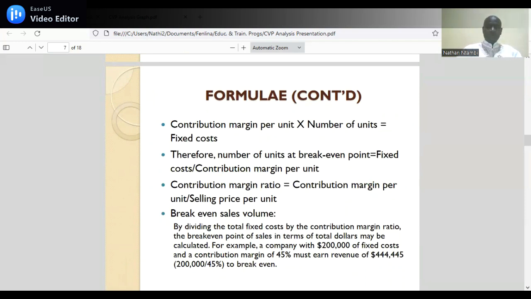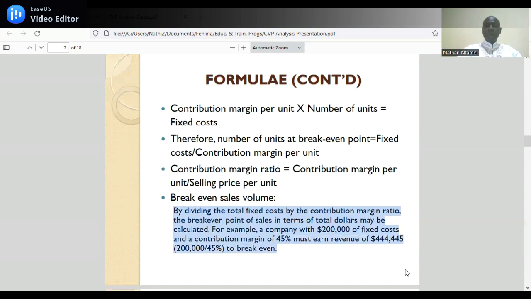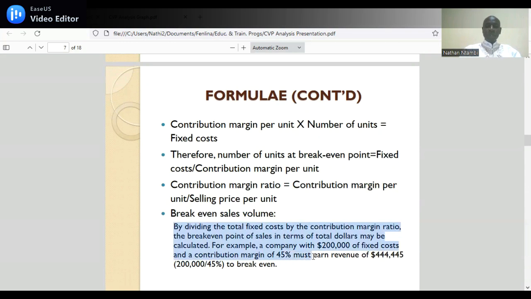Therefore, the number of units at break-even point is equal to the fixed costs divided by the contribution margin per unit. Contribution margin ratio is the contribution margin per unit divided by the selling price per unit. By dividing the total fixed cost by contribution margin ratio, the break-even point in sales dollars may be calculated. A company with a contribution margin of 45% must earn a revenue of 444,445.